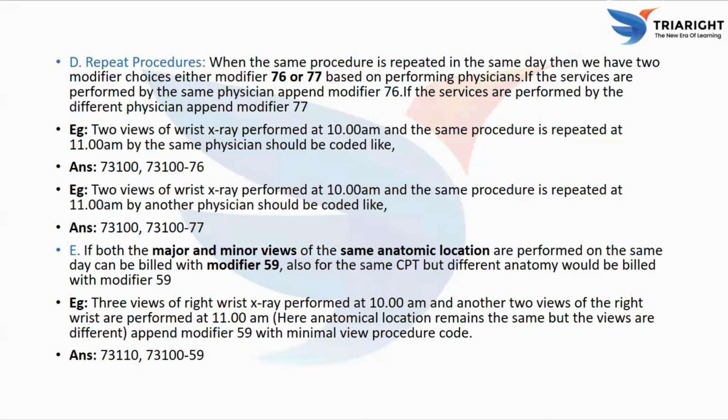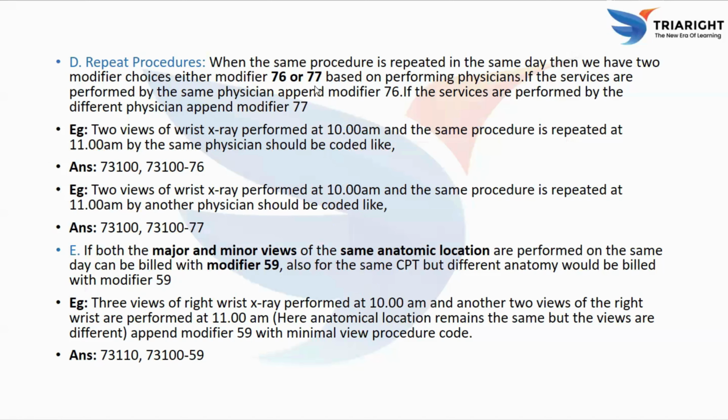Modifier 76 is a repeat procedure by the same physician. So modifier 76 is used whenever it is the same doctor, same X-ray and same day. An example is a wrist X-ray with two views, one at 10 a.m. and the other at 11 a.m. by the same physician. You have to assign 73100 for the first view, and for the second view, you have to add modifier 76.